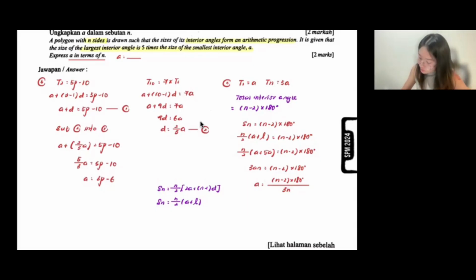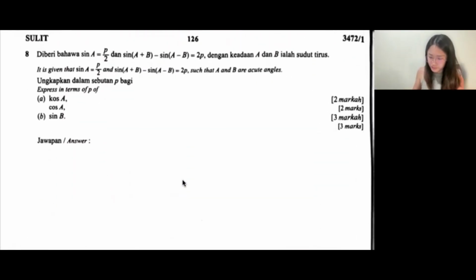All right, so 1 mark over here, 1 mark over here, 2 marks for C. All right, so that is your progression question. Okay, moving on to question 8. Question 8, this is trigo. Form 5, Chapter 6. All right, also not that difficult.